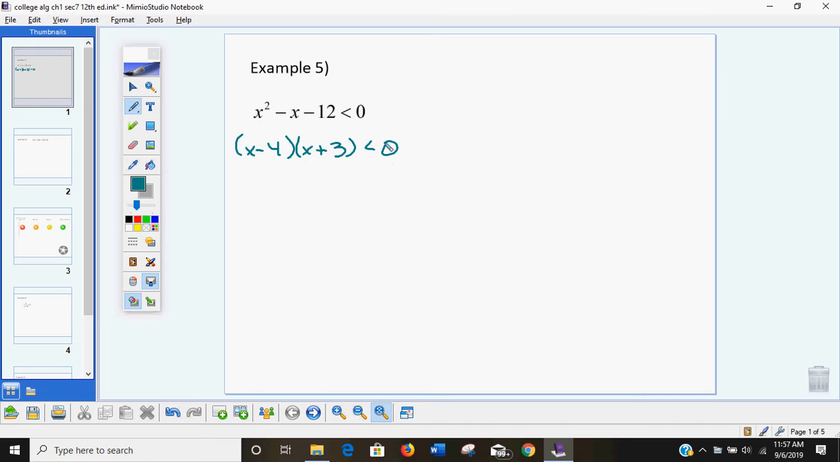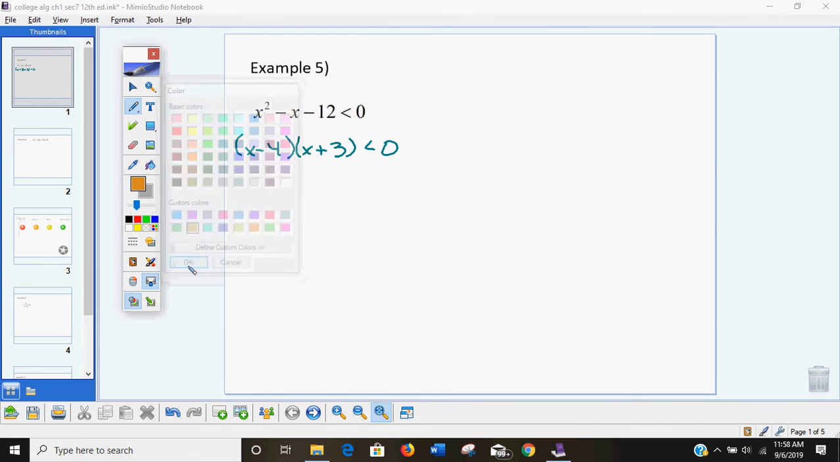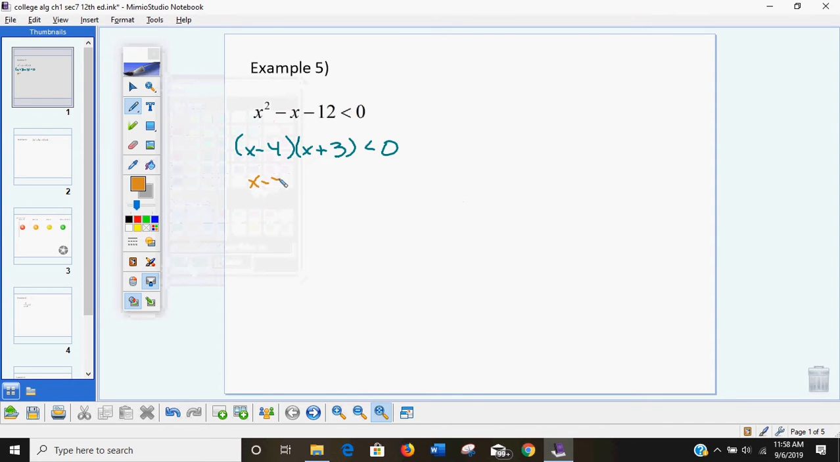That gives me x squared in the beginning when you FOIL it, positive 3x, negative 4x, add to be negative 1x, and negative 4 times positive 3 is negative 12. Now our next step is going to be to set both of those equal to 0. So I'm going to do x minus 4 equals 0, and x plus 3 equals 0.